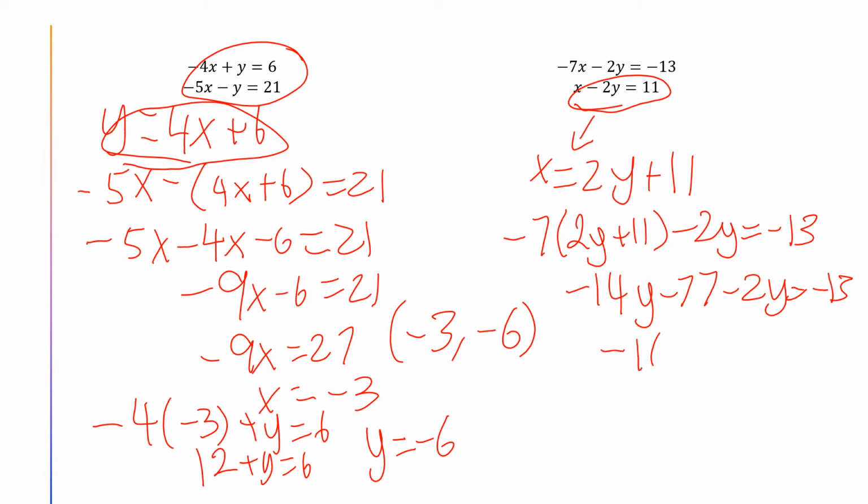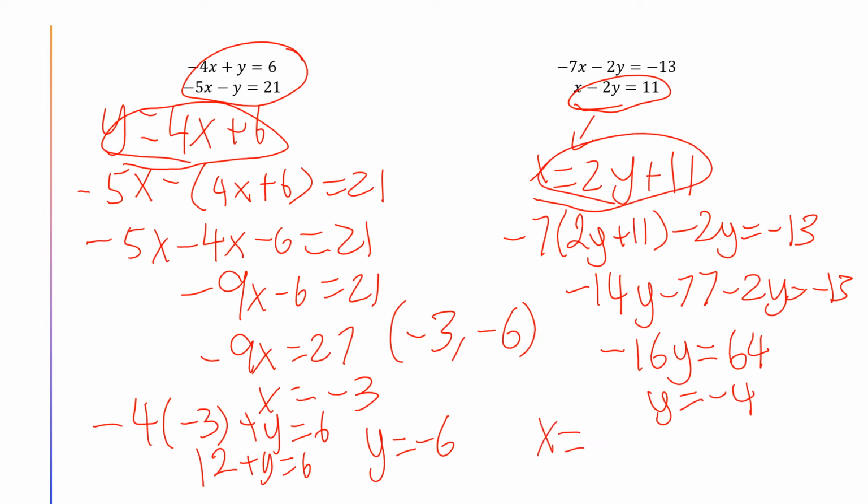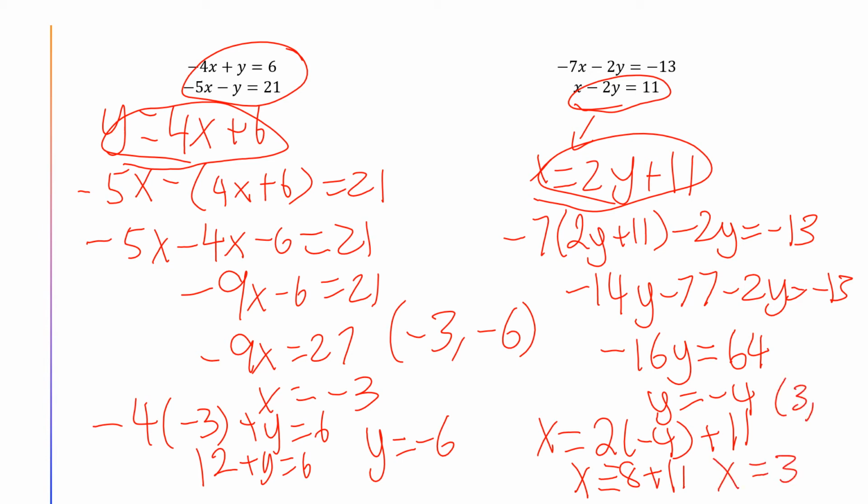So negative 16y equals 64, y equals negative 4. Now in order to find x, the easiest way would be to substitute y equals negative 4 back into x equals 2y plus 11. So that gives us x equals 2 times negative 4 plus 11. x equals negative 8 plus 11. So x equals 3. The common solution is (3, negative 4).